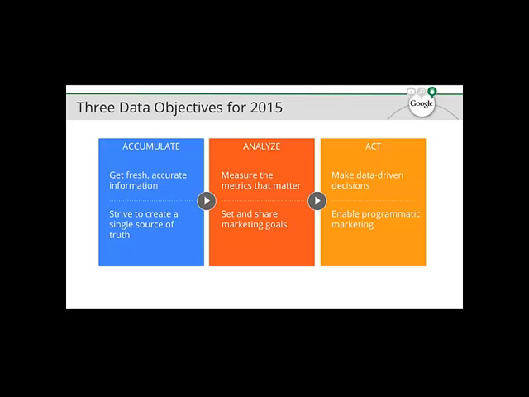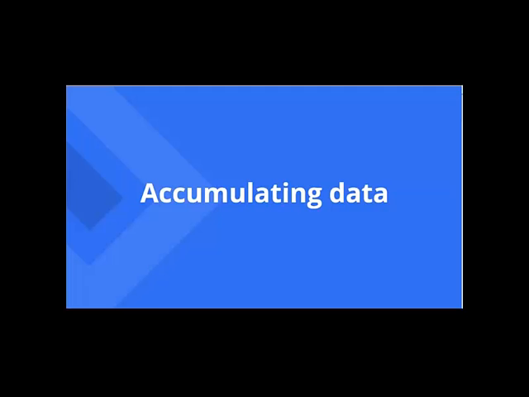From an analyze standpoint, it's important to know what metrics to measure, and that's where we're doing a lot of work, and the product reflects that in the kind of metrics available. And from an act standpoint, it's about whether we can make data-driven decisions. Some of it can be enabled through programmatic marketing, which is enabled, like I said earlier, through the DoubleClick stack, the DoubleClick products that we have.